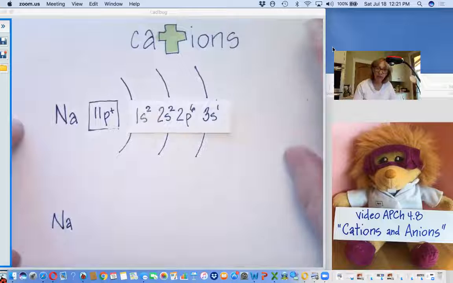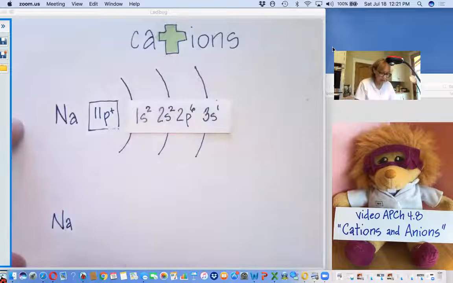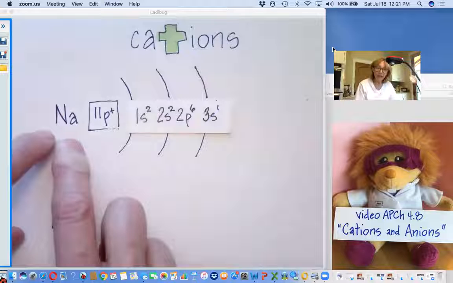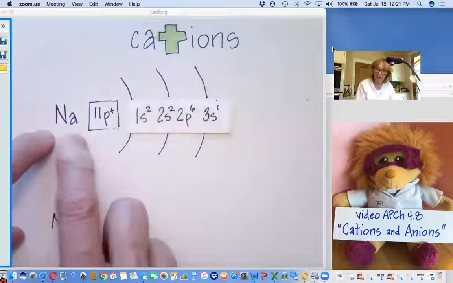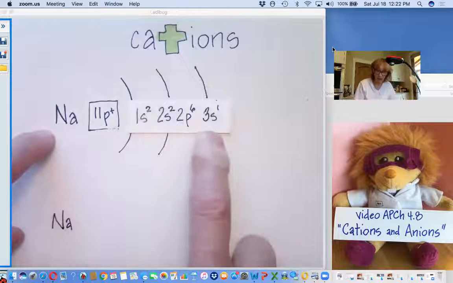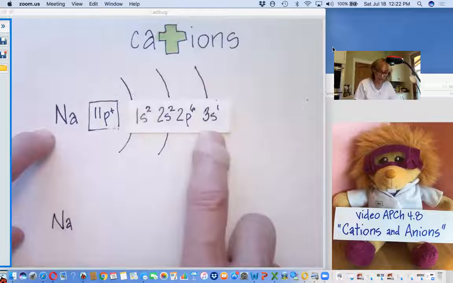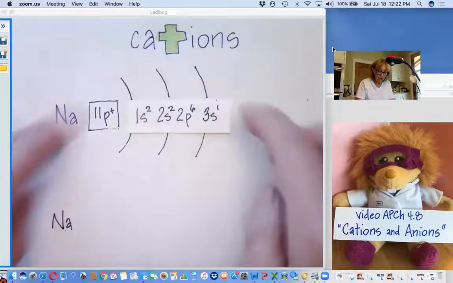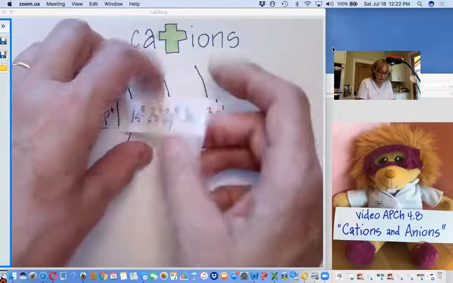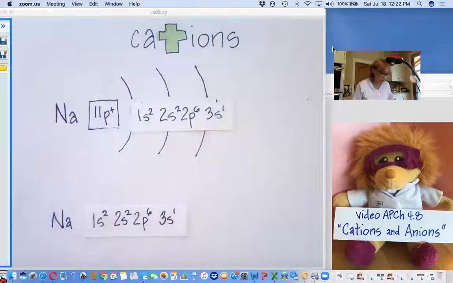Let's start by talking about cations, which are positively charged ions. And I'd like to start with an example of sodium. Sodium metal atoms have 11 protons and 11 electrons. Those 11 electrons are found in 3 different energy levels. So this part is, of course, the electron configuration for the sodium metal atoms.